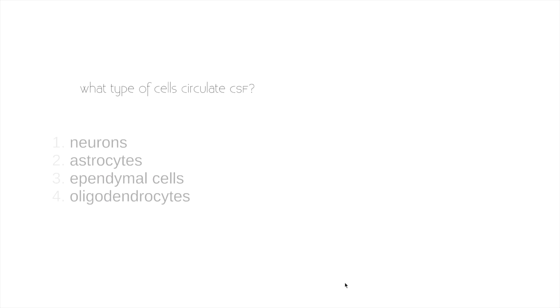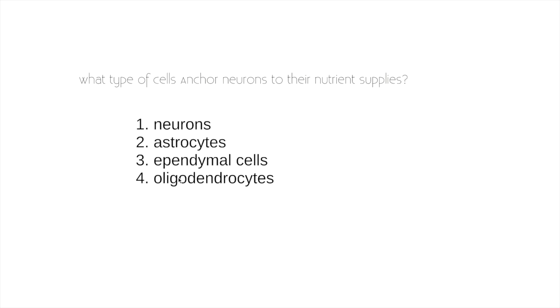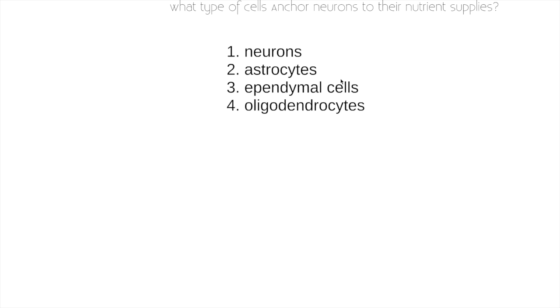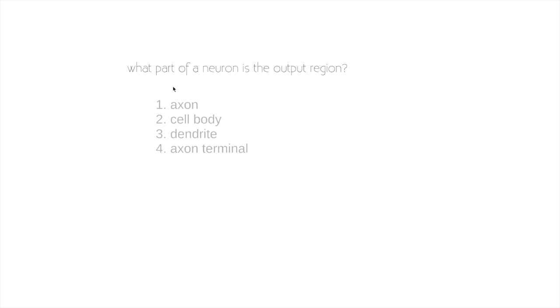Alright, so review questions. What type of cells circulate cerebrospinal fluid? Anything to do with cerebrospinal fluid is going to be ependymal cells. What type of cells anchor neurons to their nutrient supplies? That would be astrocytes. What part of a neuron is the output region? Correct answer is axon.